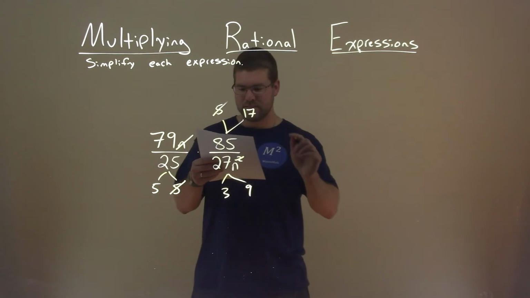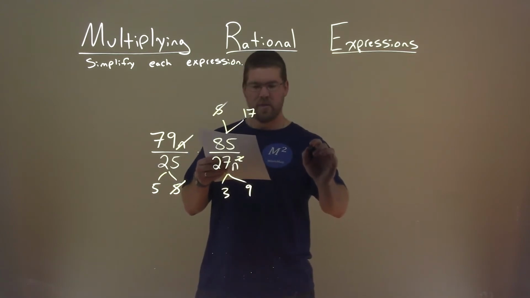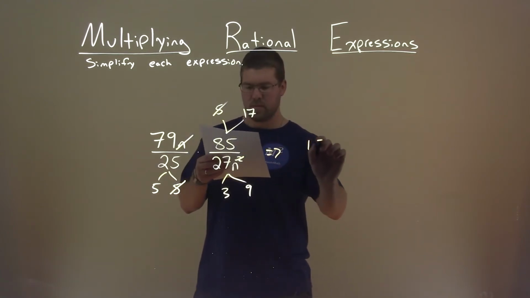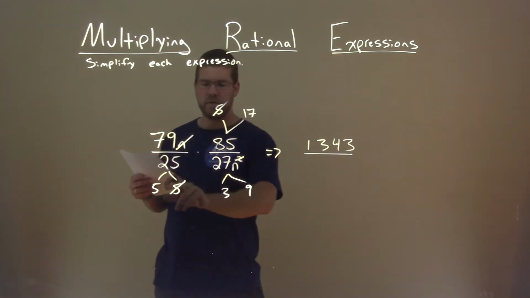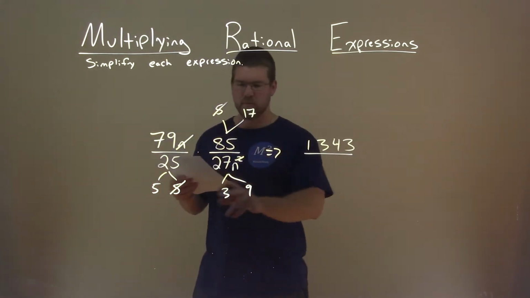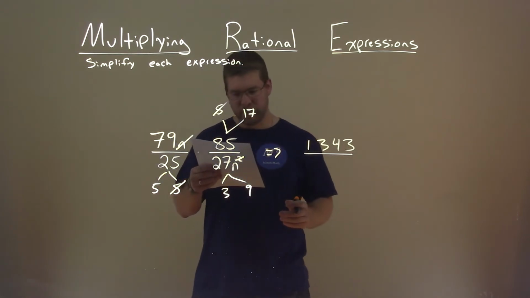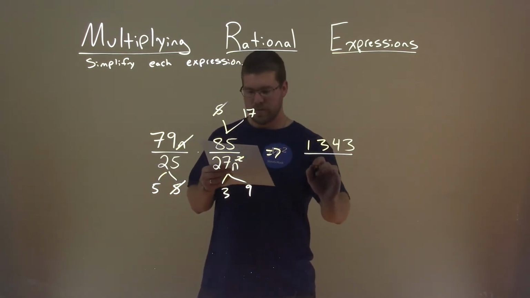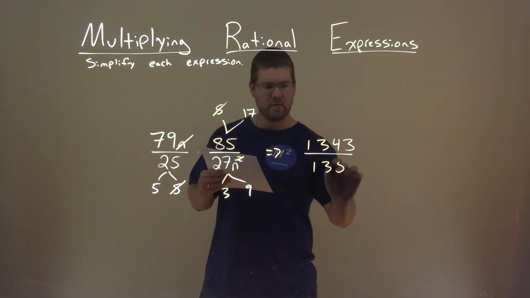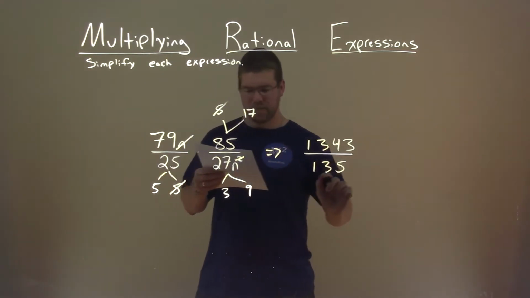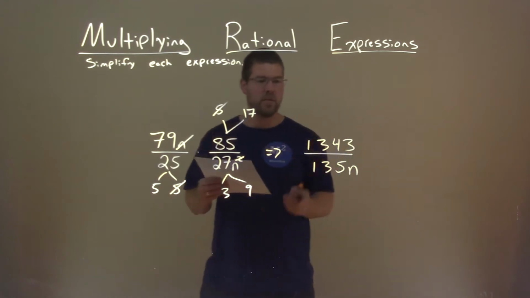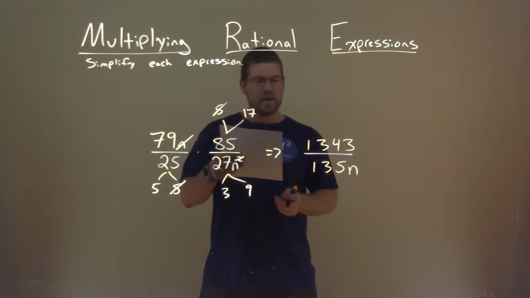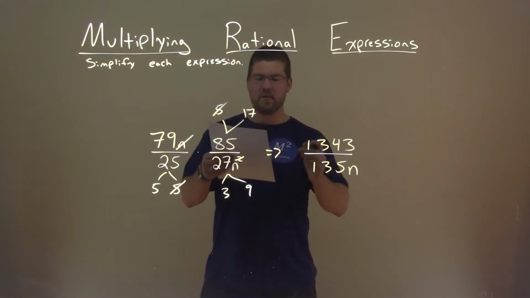79 times 17 is 1,343. We're going to put that over 5 times 3 times 9, or really 5 times 27, which is 135. Don't forget that n. And there we actually have our final answer, 1,343 divided by 135n.